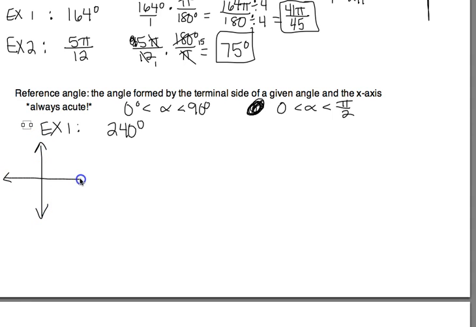First thing I always do when I'm asked to find a reference angle is draw the original angle. So 240 degrees. If I rotate from standard position, this is 180, so I'd need to go 60 more degrees to get to 240. It should land about here. This is 240 degrees. If I am drawing the angle by the definition, it's the angle formed by the terminal side.